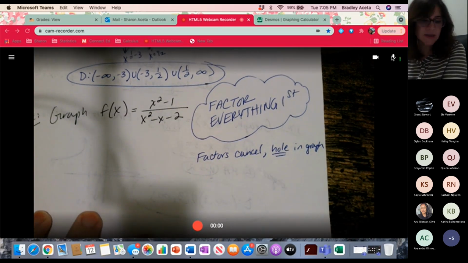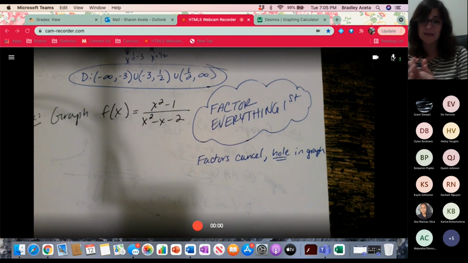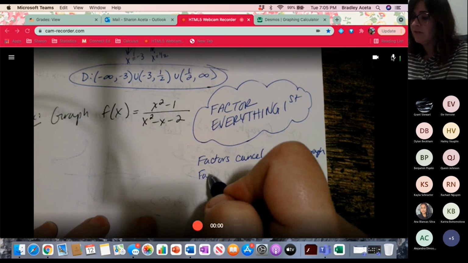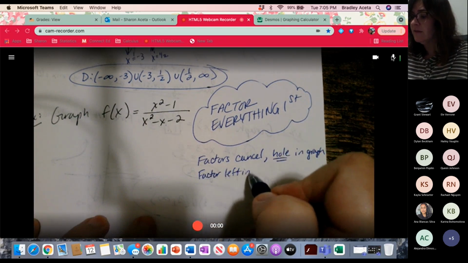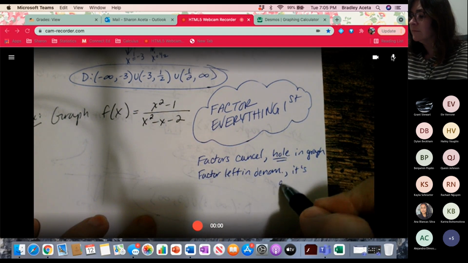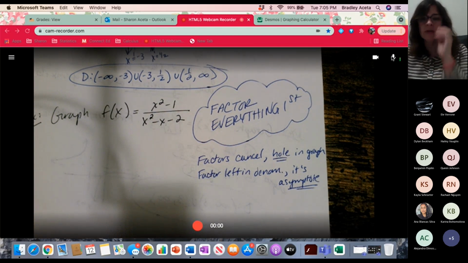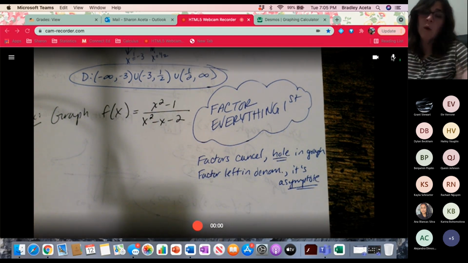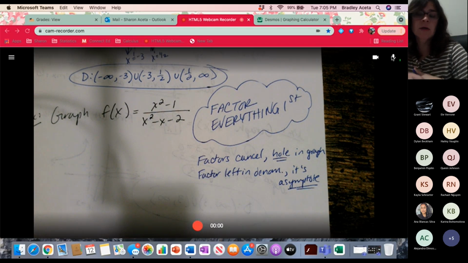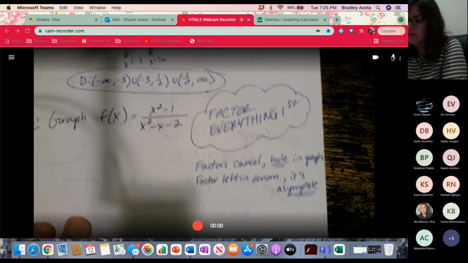If your factor doesn't cancel in the denominator, like if you still have a denominator factor left over, it's an asymptote. So if there is a factor left in the denominator, it's an asymptote. Very, very important. Also important when you take calculus to understand when it's a hole and when it's an asymptote. We actually changed the name in calculus. We now call it removable and non-removable, which is kind of weird, because that's exactly what I was teaching about today. But let's factor this.